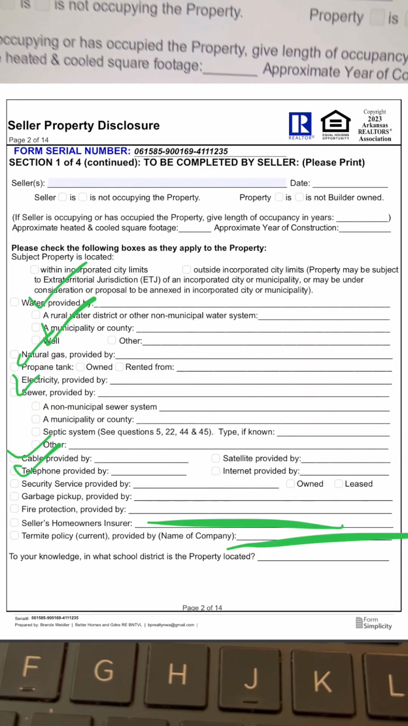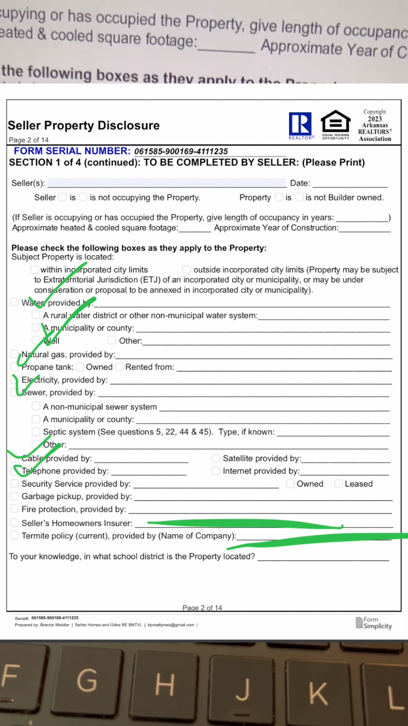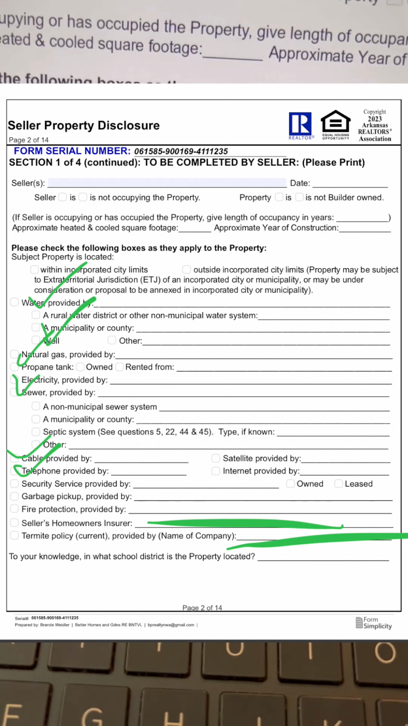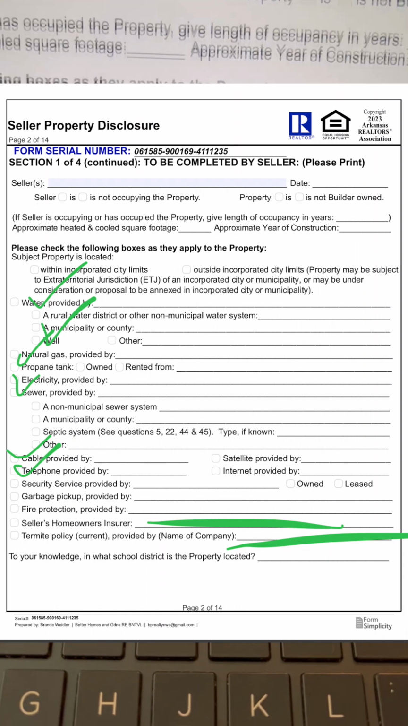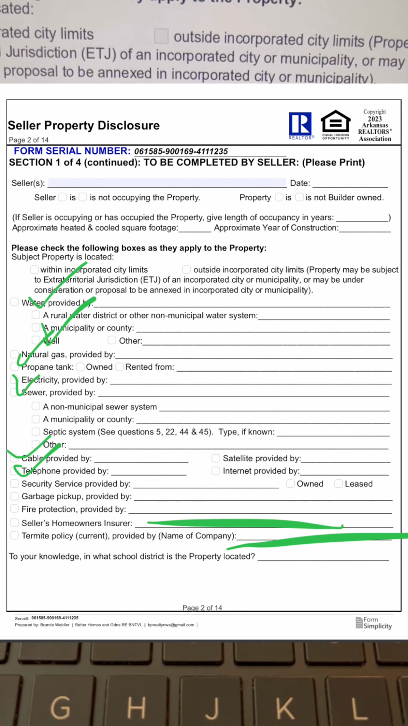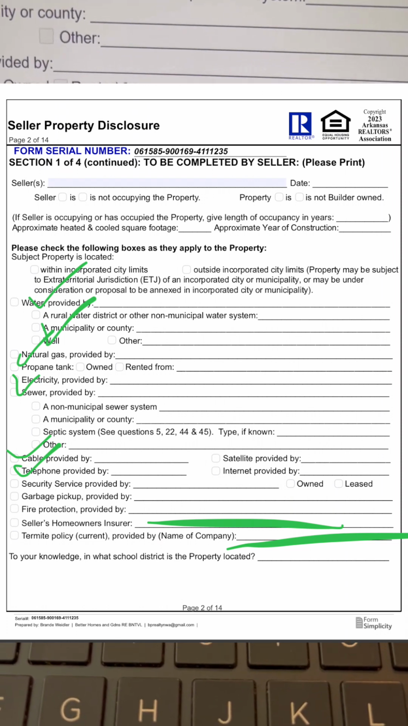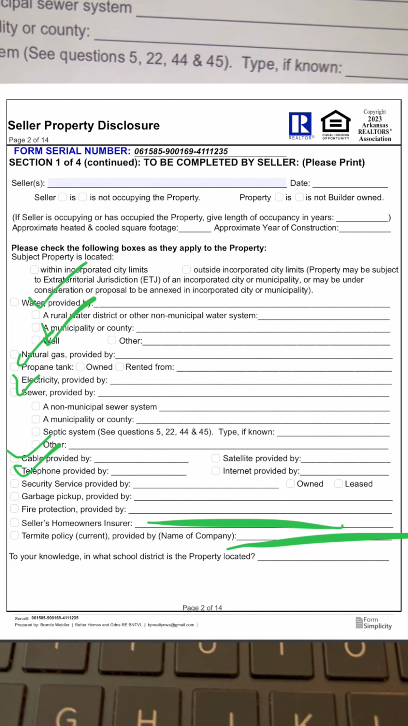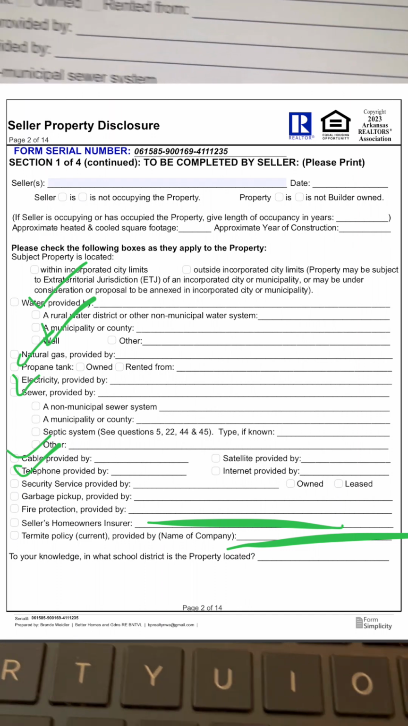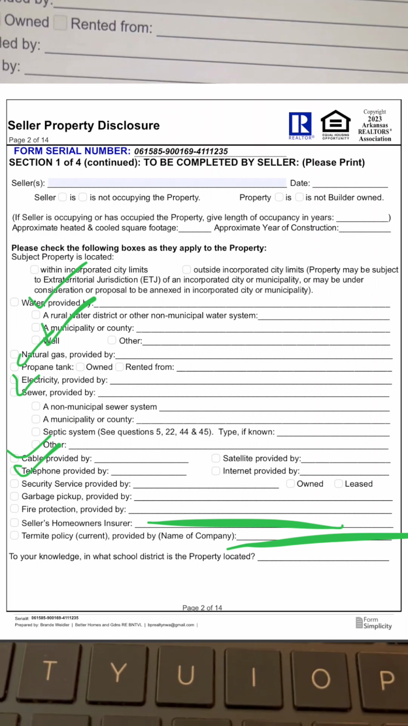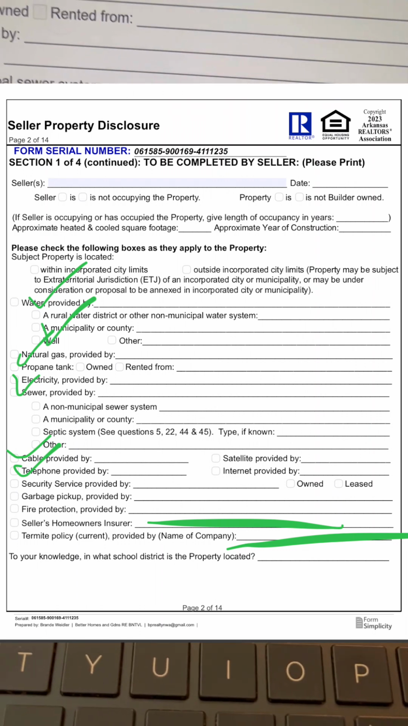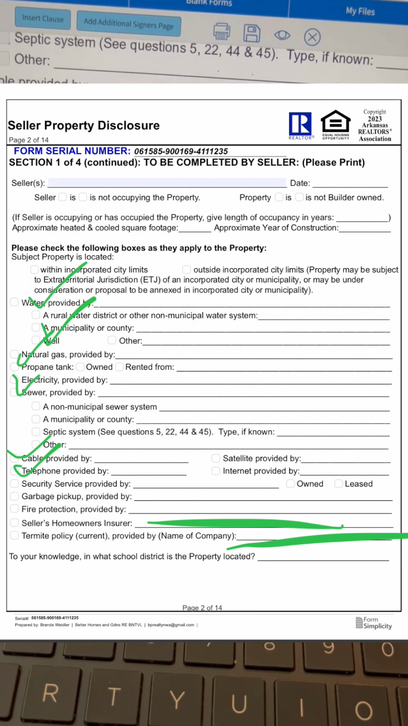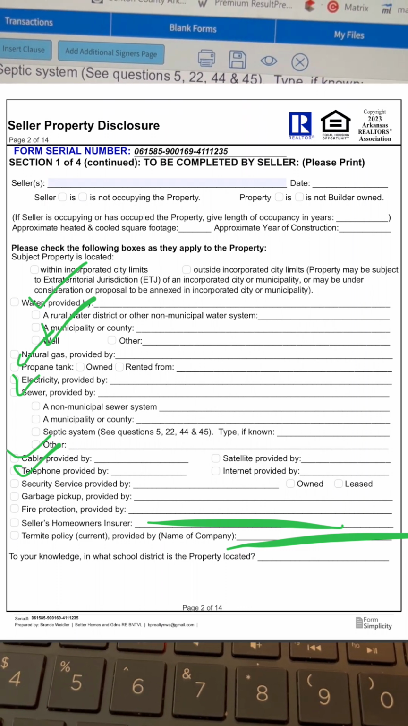Okay, so page 2 is pretty important. Page 2 is where you as the seller will complete the questions about the service providers to the property. Service providers such as water, natural gas, if it's propane, who provides the electricity, sewer, cable, etc. Everything that you know that you can share with these buyers. And that includes who your current homeowner's insurance is, who holds the termite policy if you have one, and maybe even the school district that this property is located in.